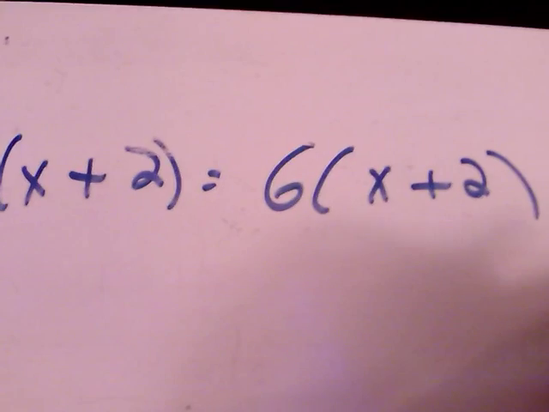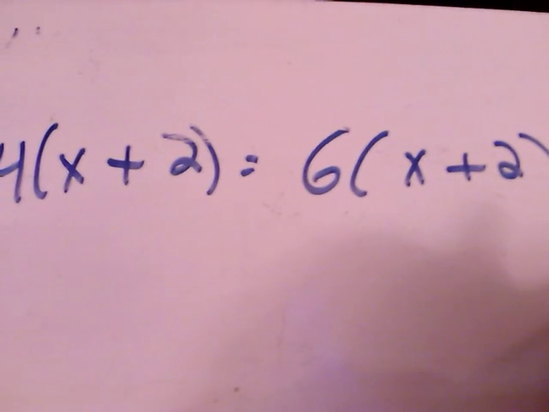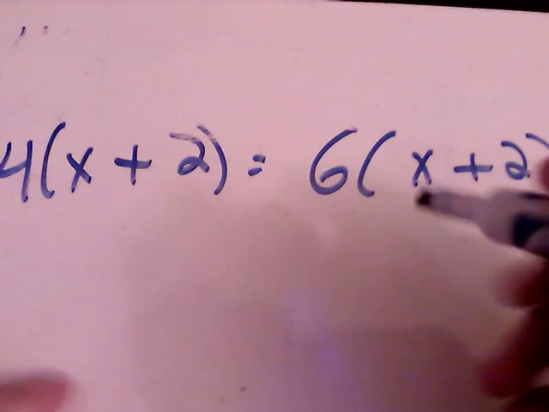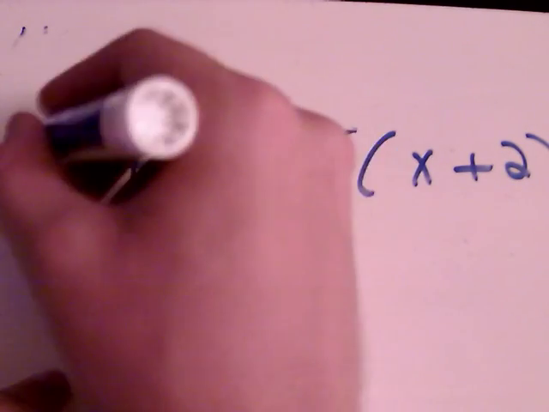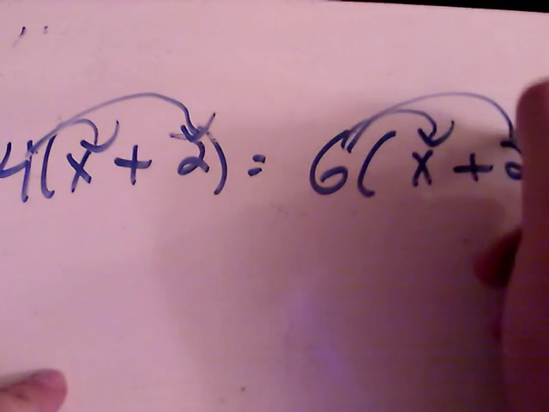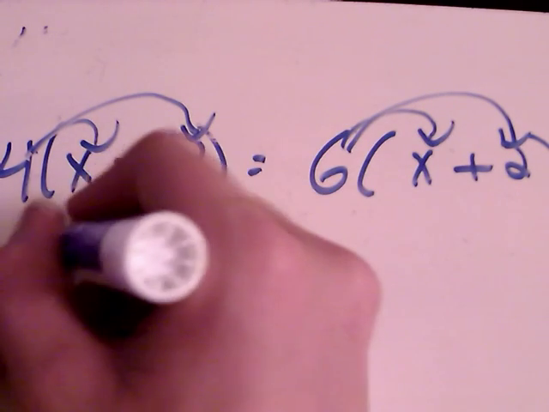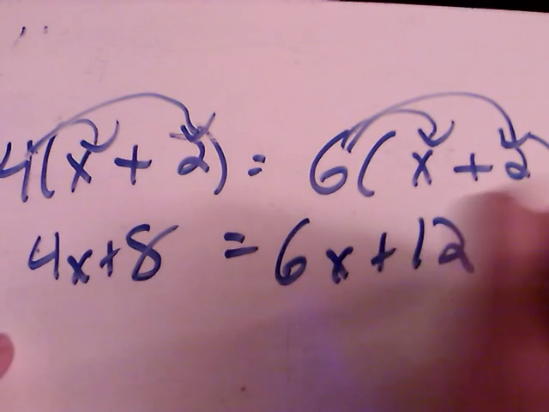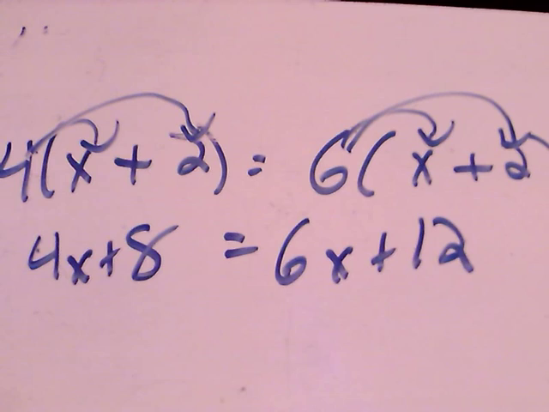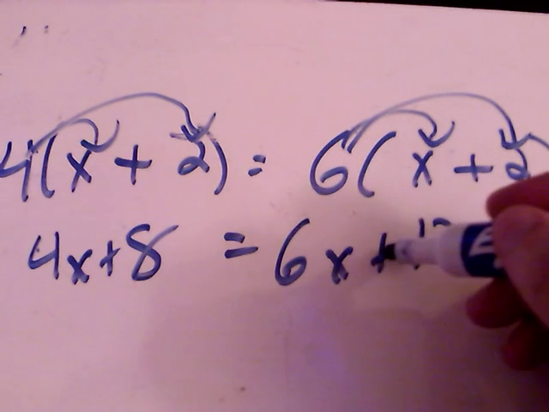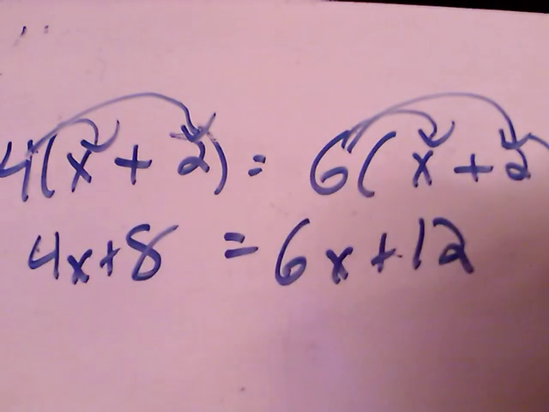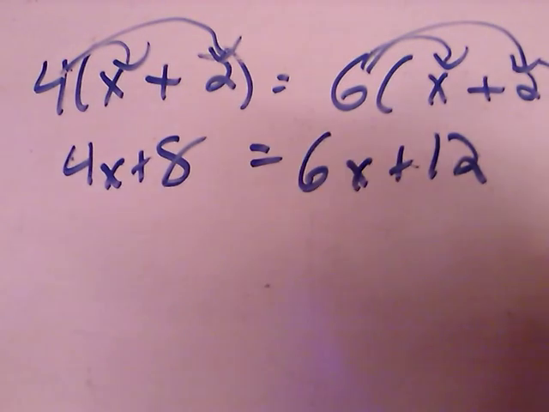Alright, one last example. This one is like the last one. I have 2 distributions on both sides. So what I'm going to do is distribute both left and right side. So I get 4x plus 8 equals 6x plus 12. Remember to follow the signs. If this is a minus 2, remember this changes here. Make sure to keep those things in mind. Once again, now this is something we've started with in the beginning of the video.